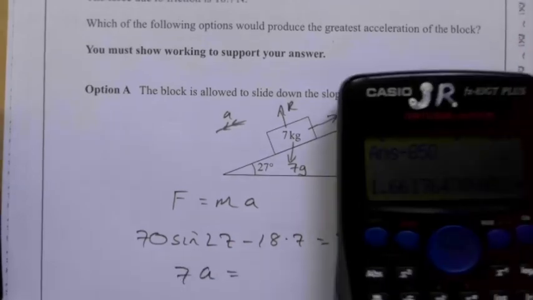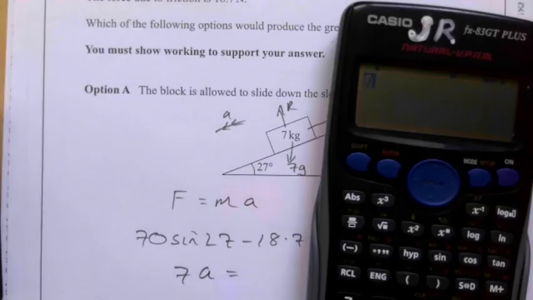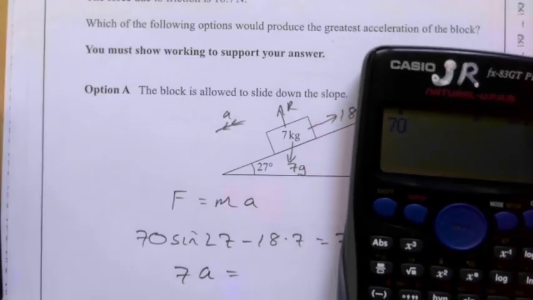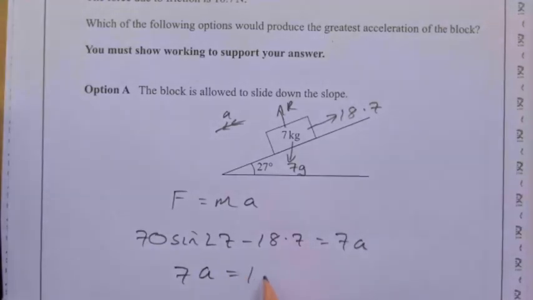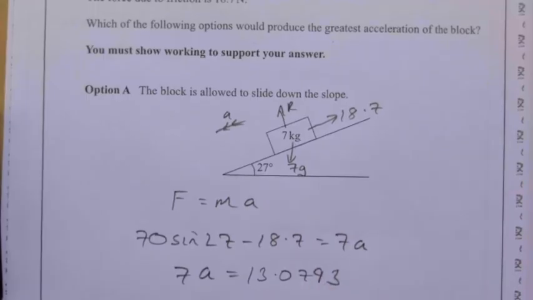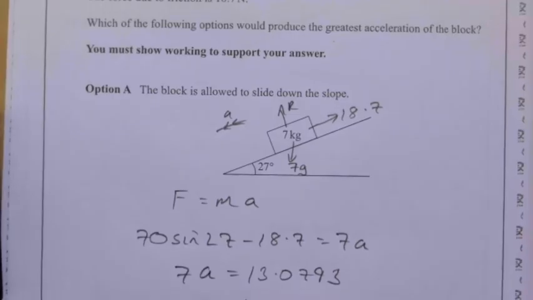7a equals 70 sine 27, take away 18.7, which is 13.0793. And then divide both sides by 7, giving 1.87. So that's that one. Let's look at the next one.